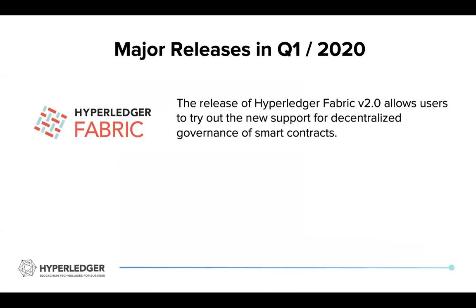It's already been said that Fabric is probably one of the most mature permissioned blockchains out there.